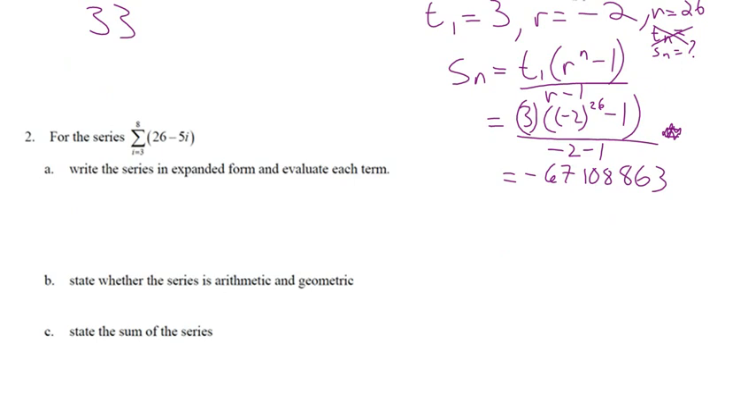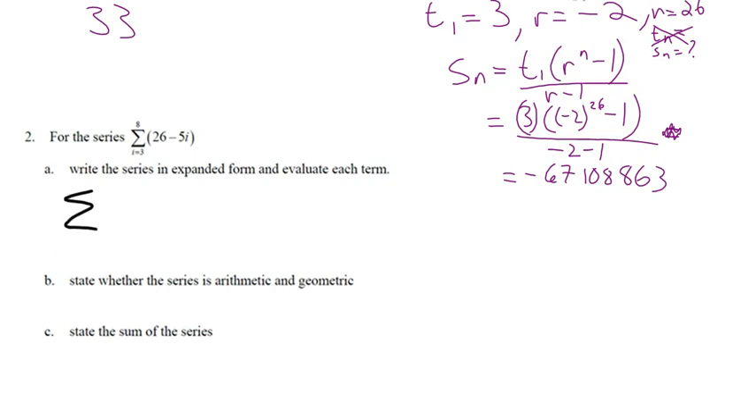What's next? For the series, i equals 3 through 8. The variable used in sigma notation doesn't have to be an n, it can be any letter. Often they'll use i. This is a throwback to the old days of Fortran, where variables beginning with the letters I, J, K, L, M, or N were by default integers. So i equals 3 to 8, 26 minus 5i. Write the series in expanded form and evaluate each term. Okay, so let's expand it.